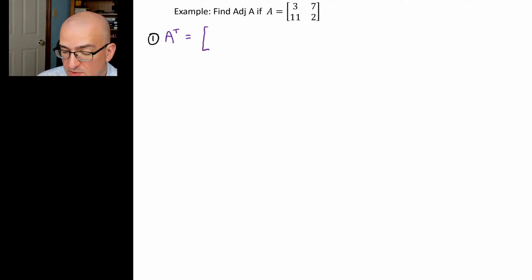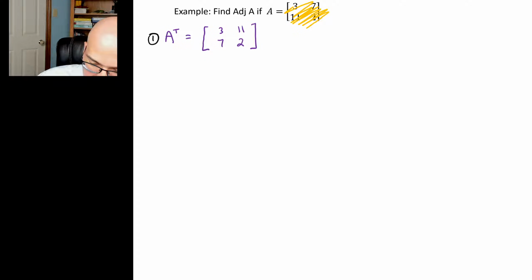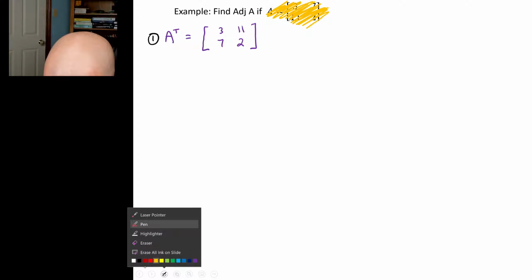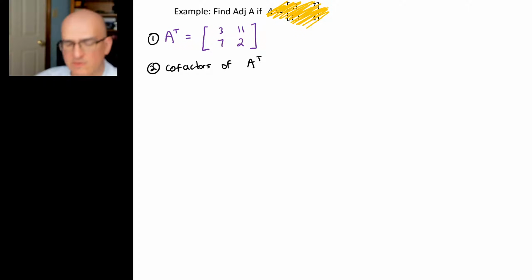So for the transpose, I'm going to replace row 1 with column 1: 3, 11. Replace row 2 with column 2: 7, 2. Now here's the part that I'm going to do. I'm going to hide this, because I might accidentally look up and use it to calculate my cofactors. Step 2, cofactors of A transpose. And after I'm done, I'll unhide it and erase it.